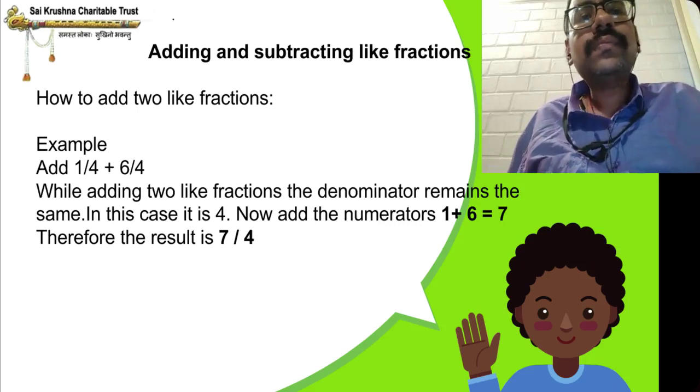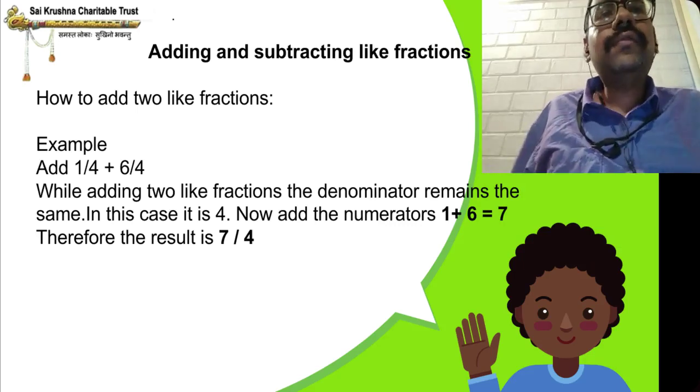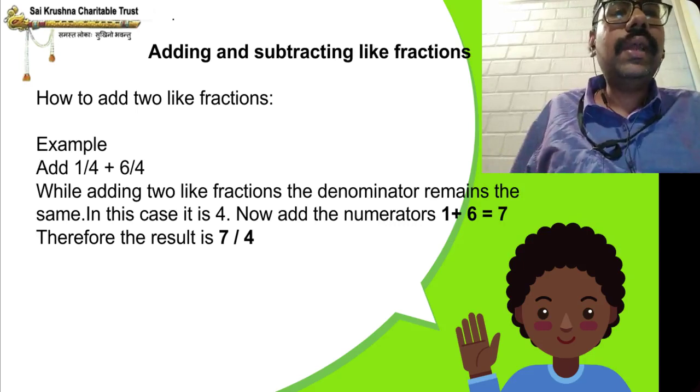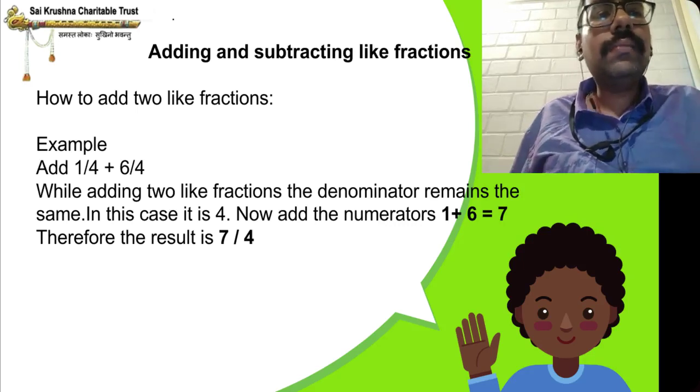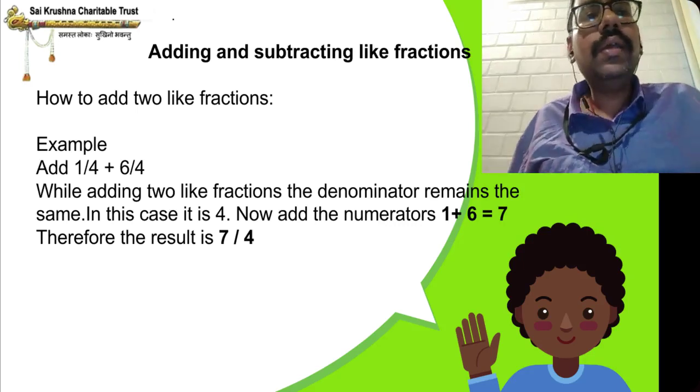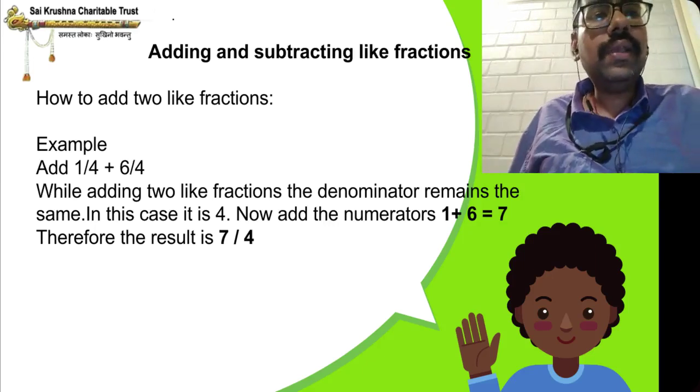Okay, children? Suppose we have 3 by 4 and 5 by 4. How will we add that? Keep 4, the common number here, in the denominator. 3 by 4 plus 5 by 4. That is 3 plus 5, 8. So 8 by 4.